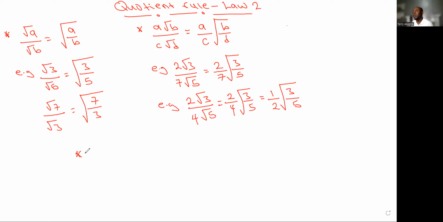Now, the next one we talked about: I told you that square root of a divided by square root of a is equal to 1. So it's the same thing. If we have square root of 3 divided by square root of 3, that will give us 1. They are the same thing.